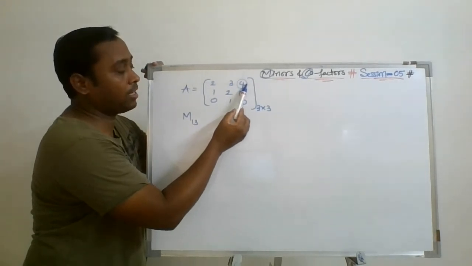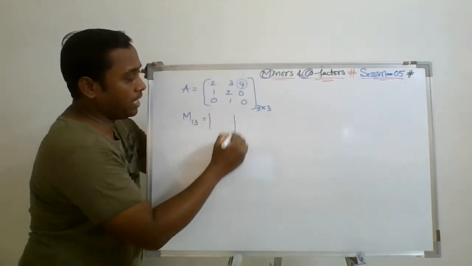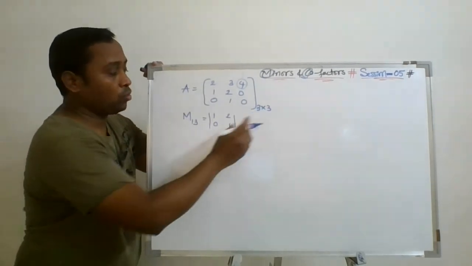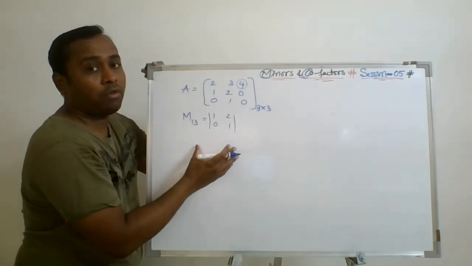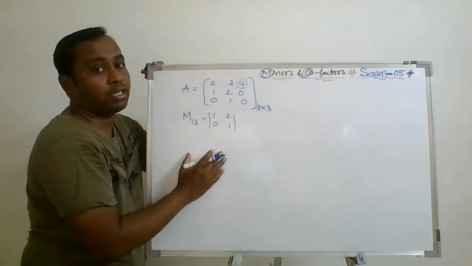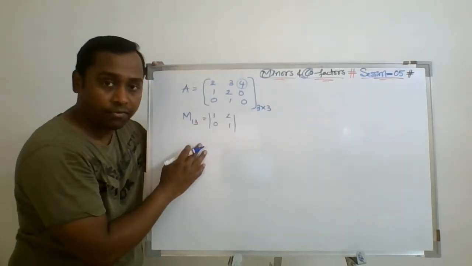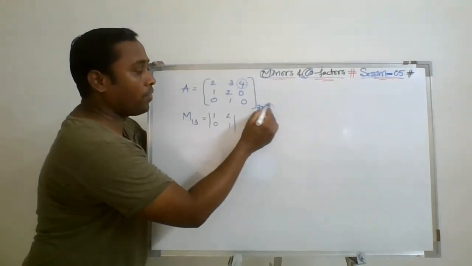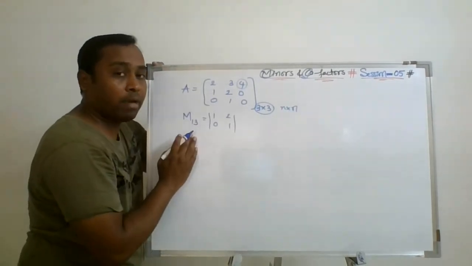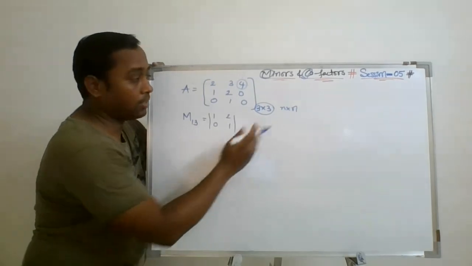So how will we get the minor of 4? By eliminating its row and column. Ultimately M13 is obtained by the determinant 1, 2, 0, 1. That is a 2 by 2 determinant. The given matrix order is 3 by 3, and the order of the minor is always 1 less. If this were 4 by 4, the minor would be 3 by 3. If the given matrix order were 5 by 5, the order of the minor would be 4 by 4. So if the given matrix order is n by n, then the order of the minor will be n minus 1. You can understand that from this concept.